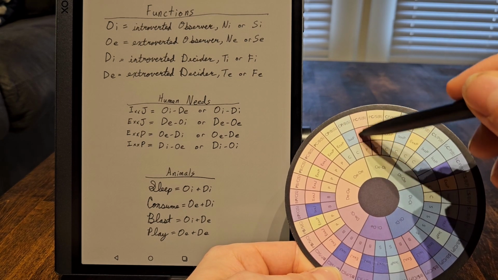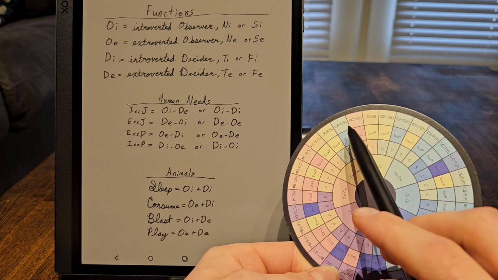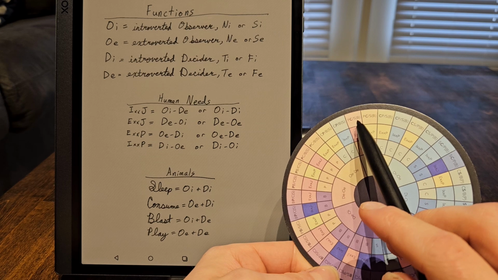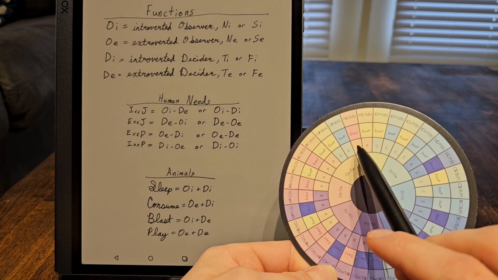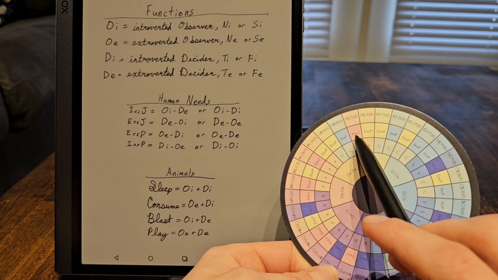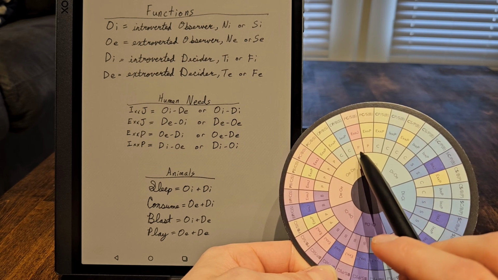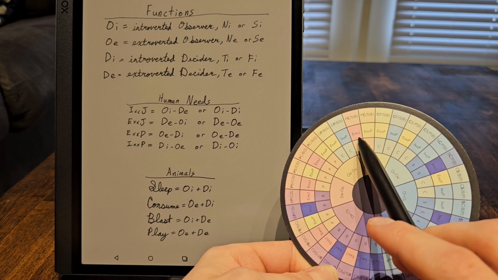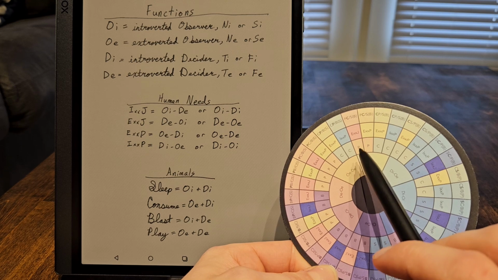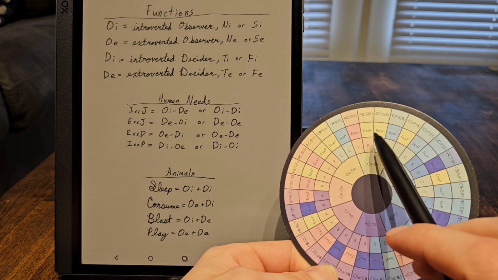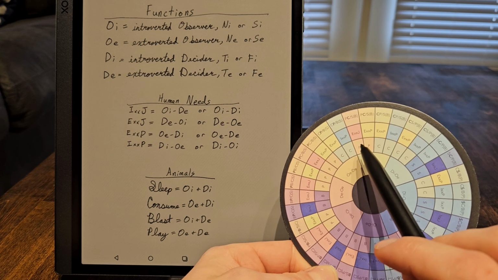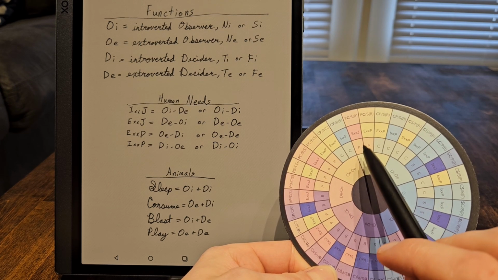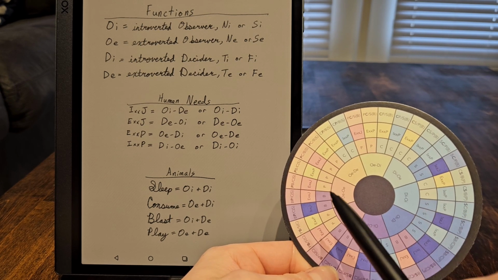Because this is one type, right? They are play, consume, sleep, blast. They are an EJ as opposed to an EP. They're Savior Play. Both of these are Savior Play, right? The difference is the EJ is going to be DEOE, and the EP is going to be OEDE, right? But they both have play as their first animal, which you can see here.